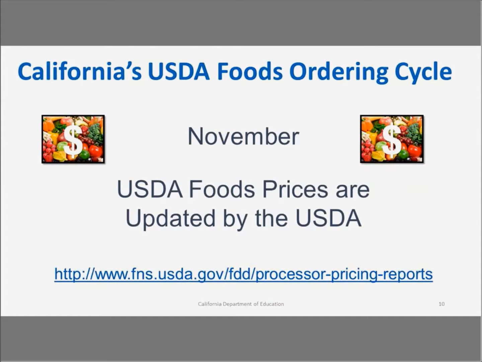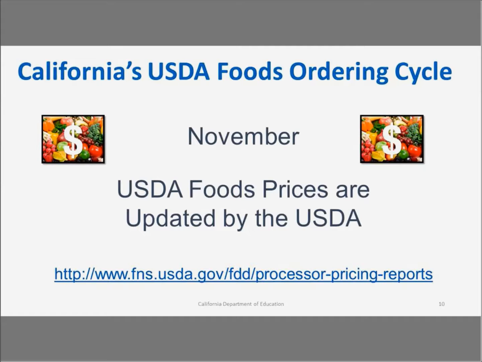The next important event is in November, when the USDA updates the USDA Foods prices for the upcoming school year. The USDA posts the updated prices to their Processor Pricing Reports webpage. The first pricing report is the list of materials report that CDE uses to estimate pricing of brown box items. The USDA estimates these prices based on the last purchase price. The last purchase price is the last price paid prior to November 15th.